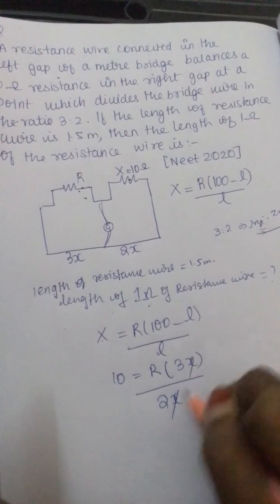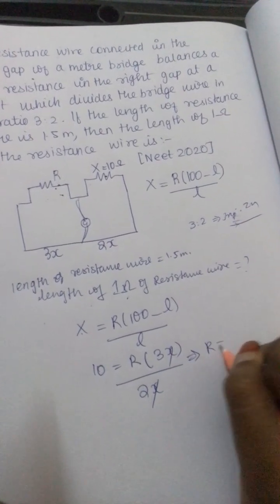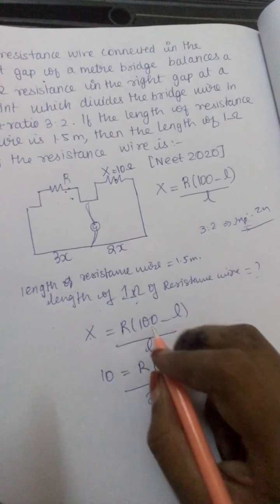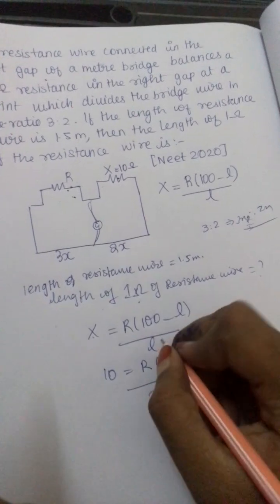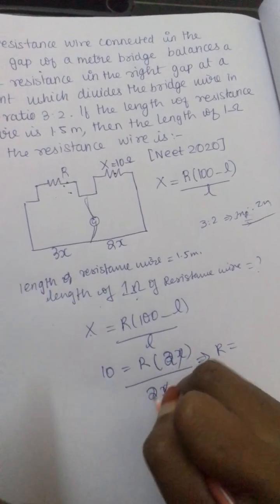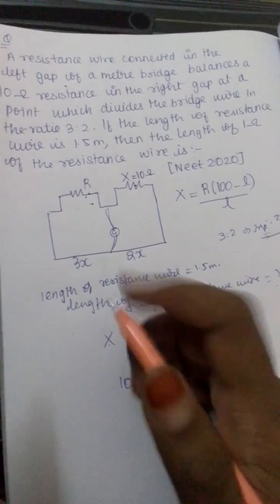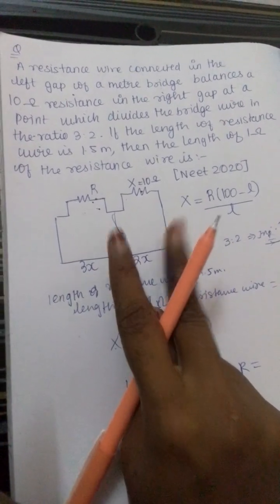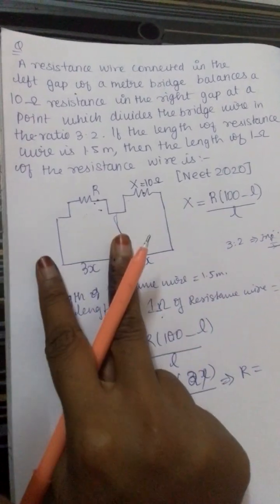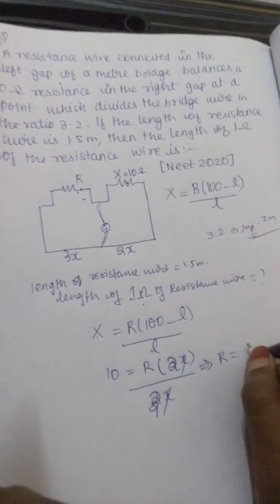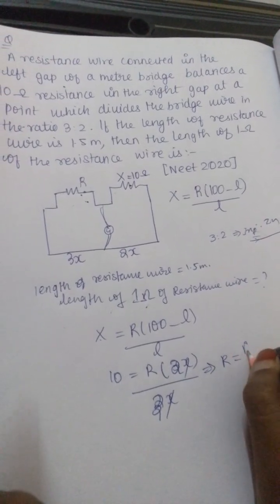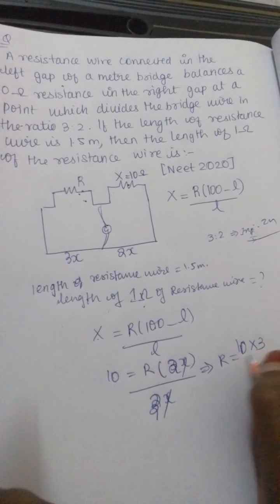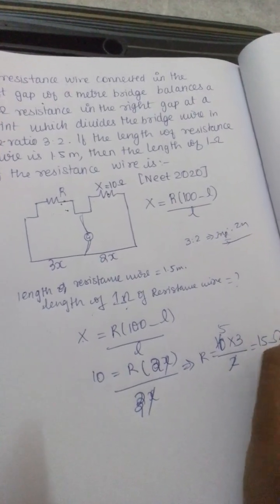Now x and x got cancelled, so R is equal to, this 100 minus L is this 2x, I am very sorry, and this is only 3, as you can see very clearly. This is what you would have assumed in your derivation, that it is 100 minus L and this is L. So R is equal to 10 into 3 by 2. So the resistance you get is 15 ohms.